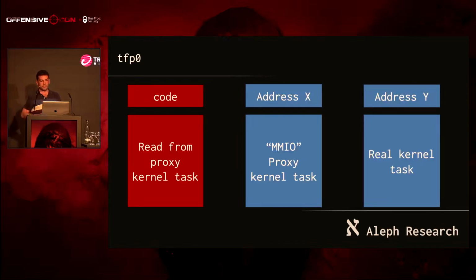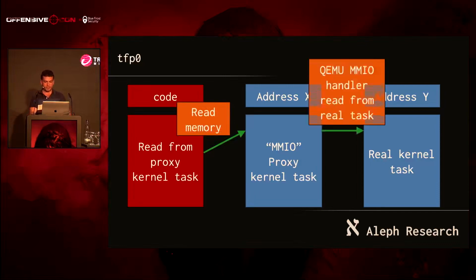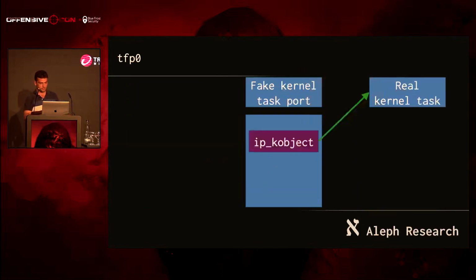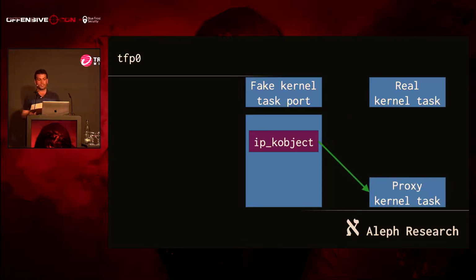So now let's see how this works again with some visuals. We allocated memory in the kernel at a fixed address for a fake proxy kernel task. Whenever a memory read operation gets to this buffer, it is redirected to the real kernel task, and the value is returned from the real kernel task using an MMIO handler in QEMU for this new buffer. It works the same way with write operations. After that, we created a fake kernel task port. We just copied the original kernel task port, and instead of having it point to the real kernel task, we had it point to our proxy kernel task.